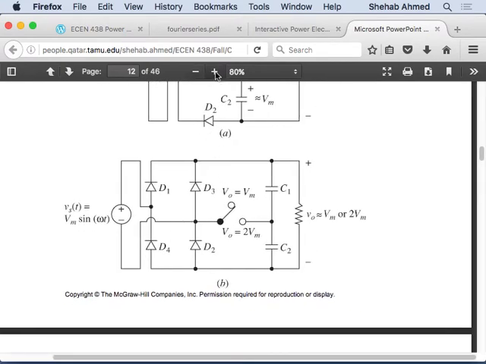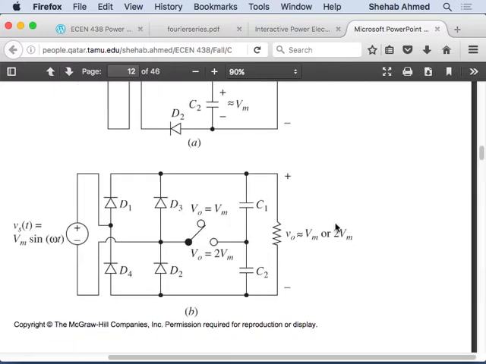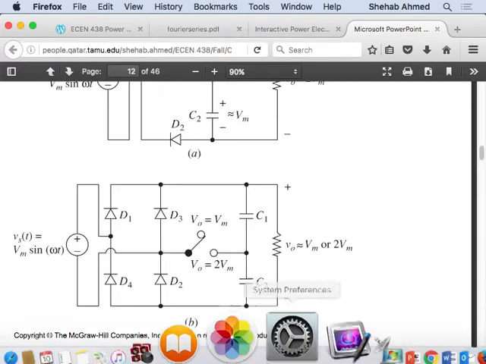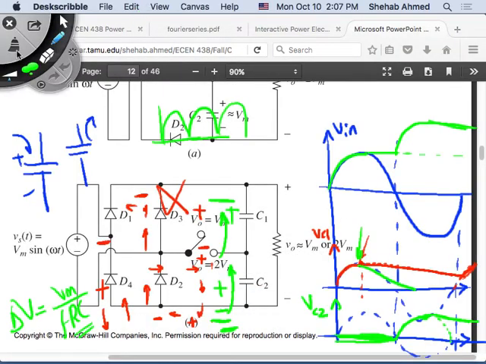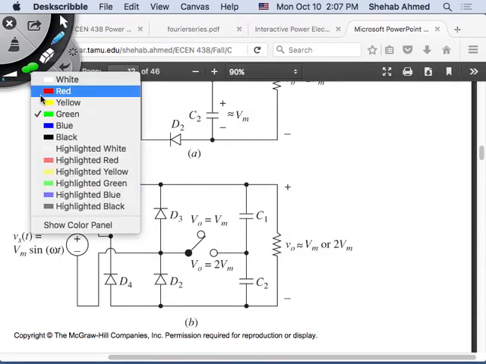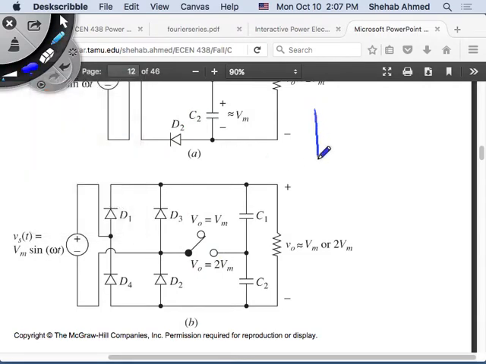Any takers? Yes, it's very similar. Come on.